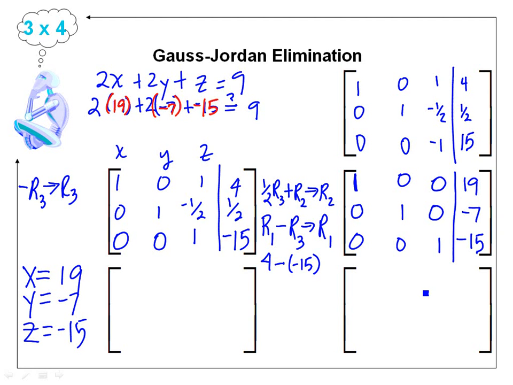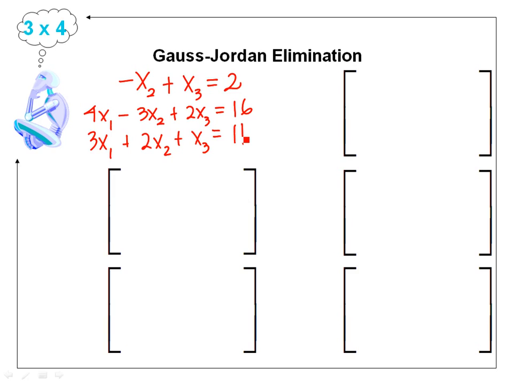So let's see what we have. 2 times 19, 38, minus 14 here, minus 15. Does that equal 9? 38 minus 14, 24, minus 15, yes, that does equal 9. So that checks for the first equation. But you need to do that for all three equations, and that's how you check to see whether or not your answer is correct. Alright, so let's put it in the augmented matrix.